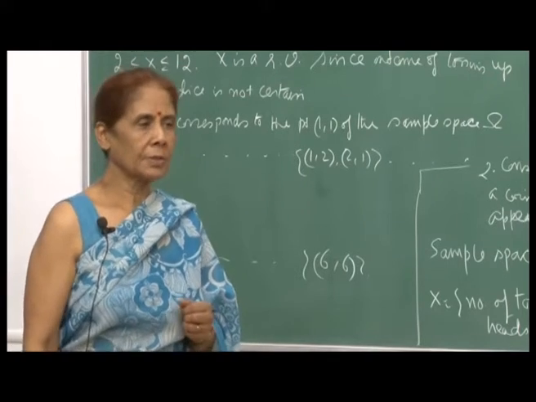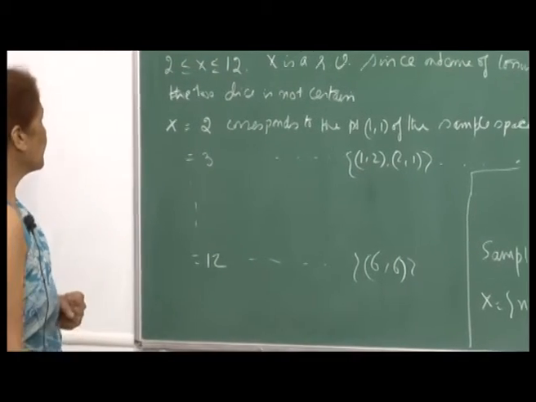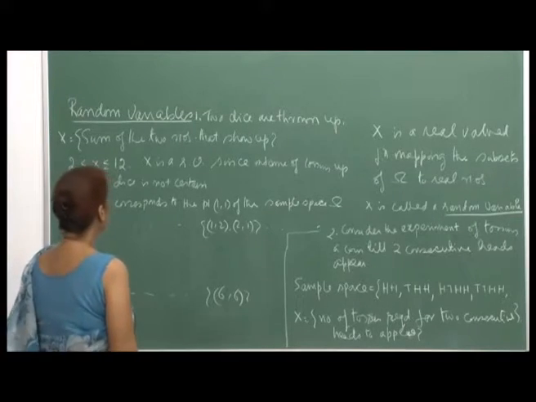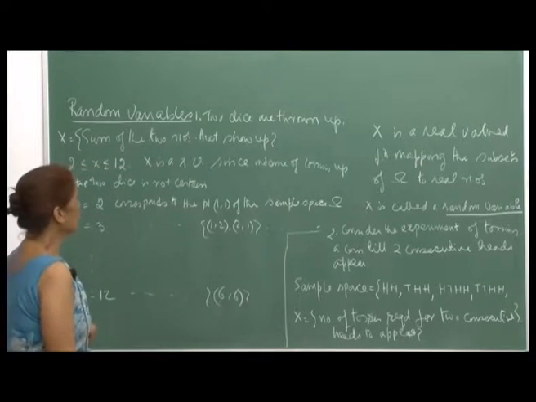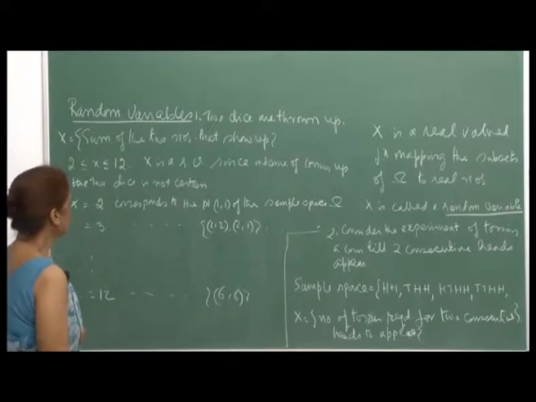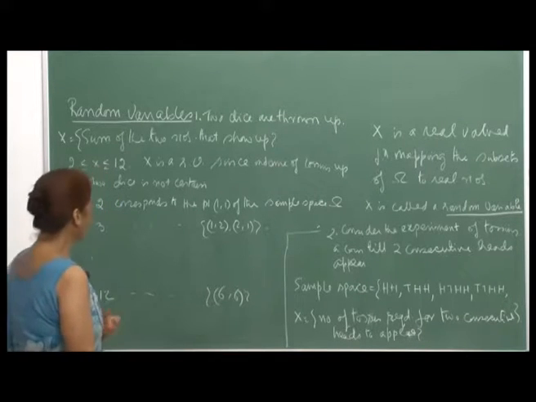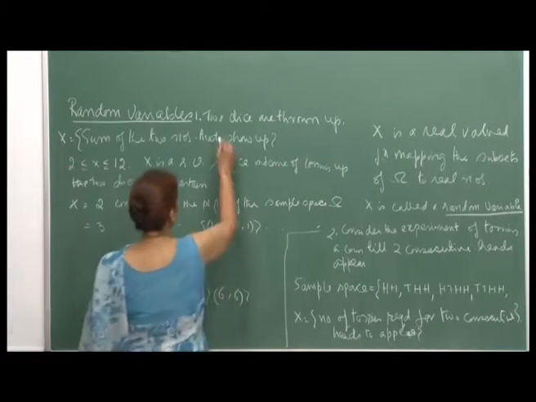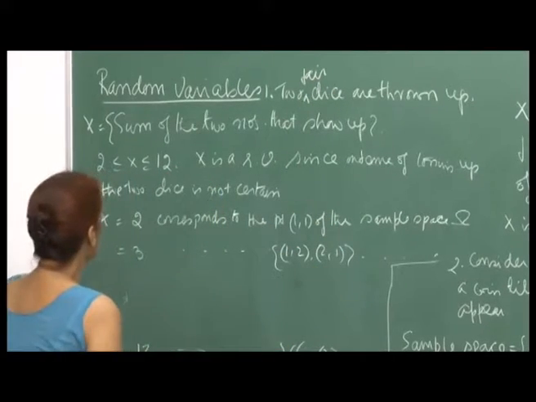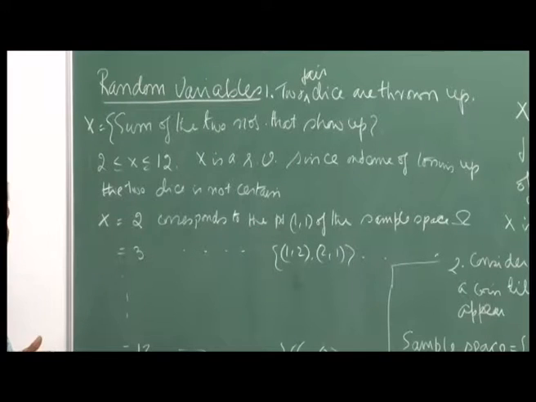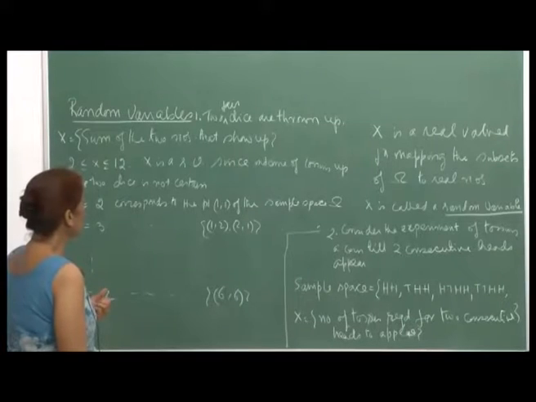Now introduce the concept of random variables. So, the whole idea is, let me begin by giving some examples first. Suppose two dice are thrown, and they are fair dice. Now, let x denote the sum of the two numbers that show up.